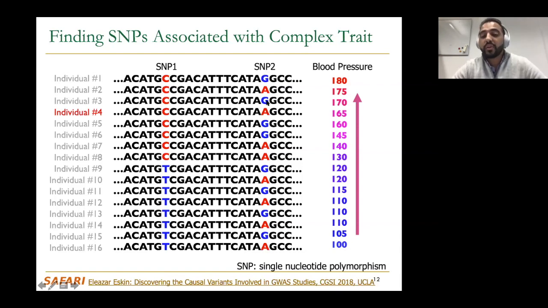Or at least is not correlated to the high blood pressure. But if you look at SNP1, it's really nicely correlated with the blood pressure. Whenever you have a T at this location, then it really means that you have low blood pressure. But when you have a C, then you probably will have high blood pressure. And SNP is a single nucleotide polymorphism, which is a single variation in the DNA.